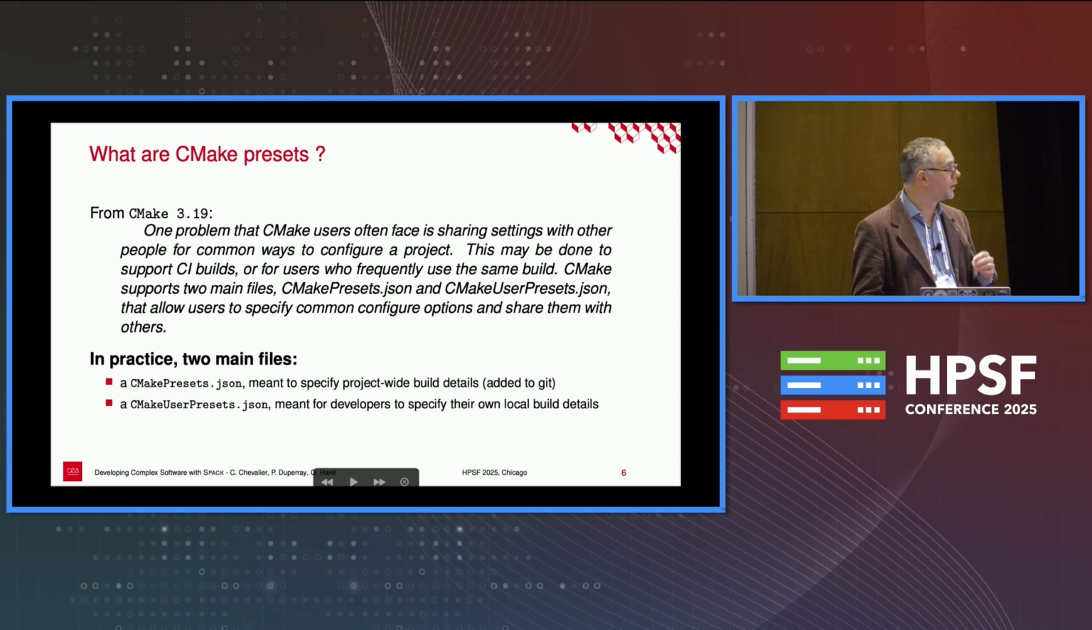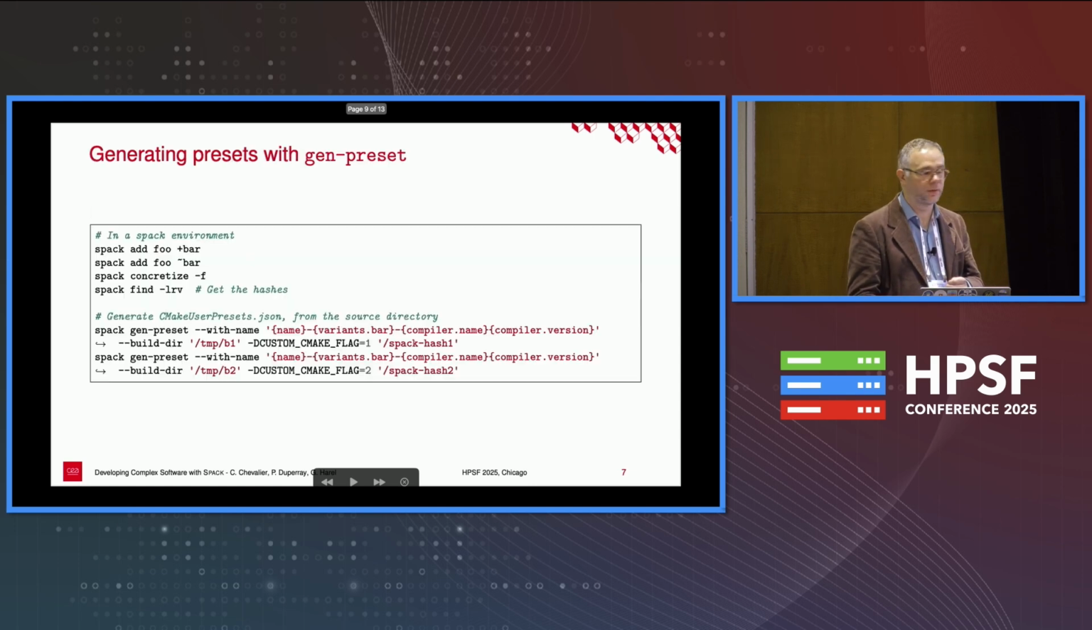So what we have done is a Spack plugin that will generate CMake user presets to be useful for our developers. So it starts with the Spack environment. You will add your software and set up the configuration like a regular Spack environment. You will do the concretization, and we need to get the Spack hashes of the root specs.